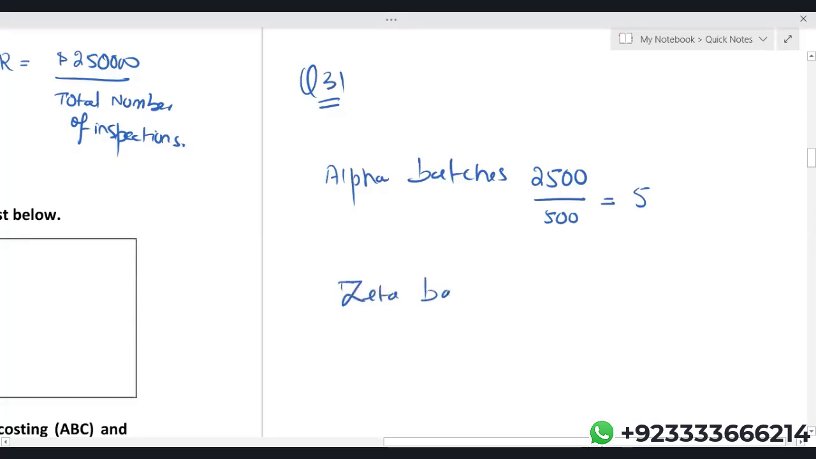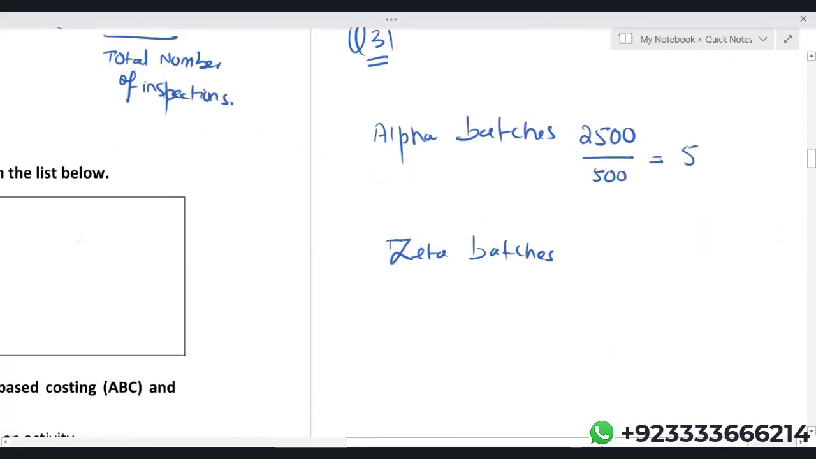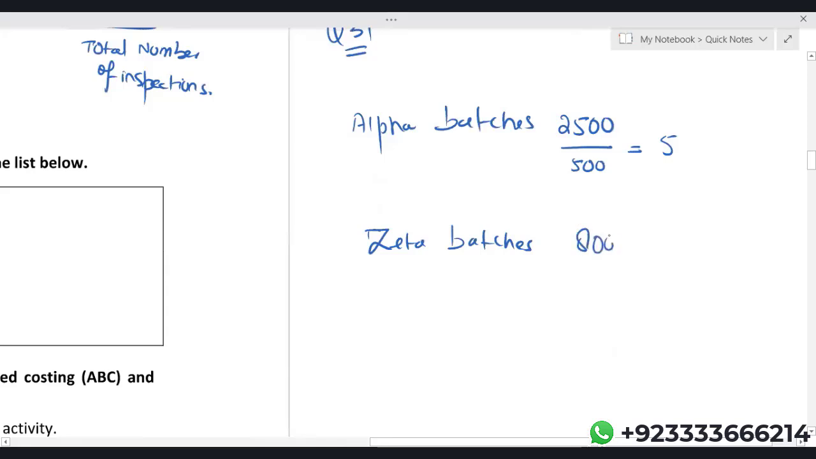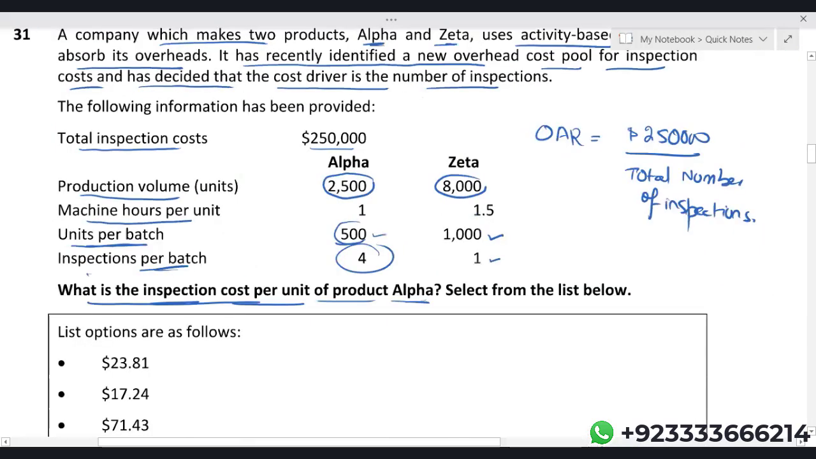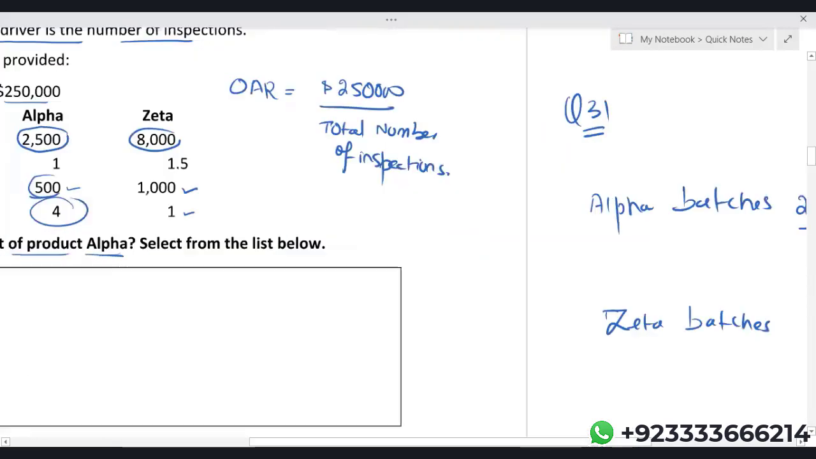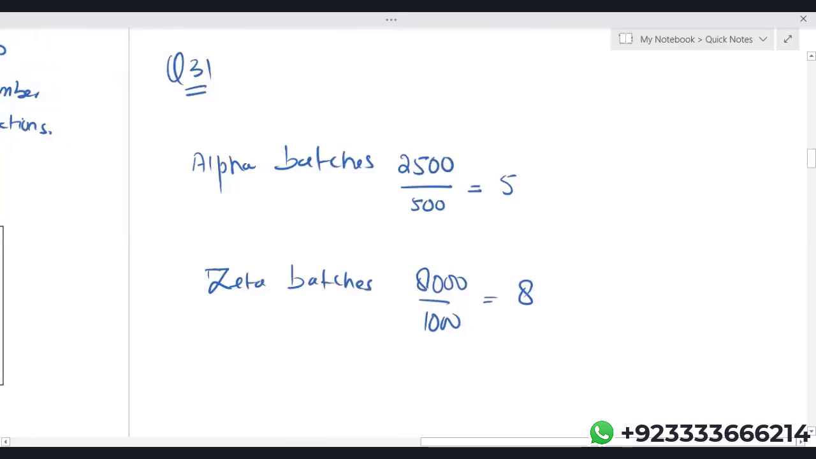Zeta batches, very easy. The total production volume of Zeta is 8,000. Per batch, we are producing 1,000. So Zeta has 8 batches, Alpha 5. Now, let's see. Inspection is not per unit. Actually, inspection is per batch. Repeat, inspection is not per unit. Inspection is per batch. So we have calculated the number of batches for Alpha, it is 5.